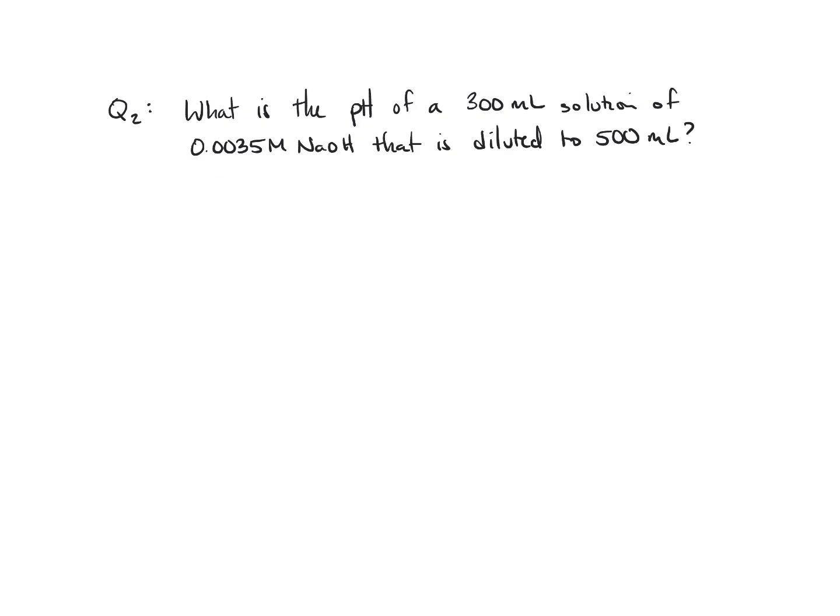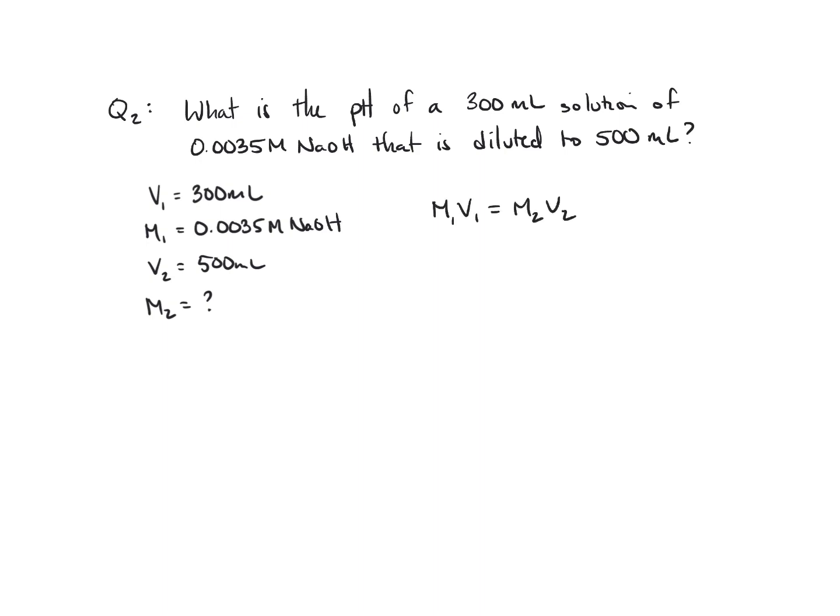So question 2. What is the pH of a 300 milliliter solution of 0.0035 molar NaOH that is diluted to 500 milliliters? All right, so we have a volume 1 equal to 300 milliliters, and our molarity 1 is equal to 0.0035 molar NaOH. It's diluted to 500 milliliters, so our V2 is equal to 500 milliliters, and our molarity 2, we don't know. So again, M1 V1 is equal to M2 V2 if we use our dilution equation.